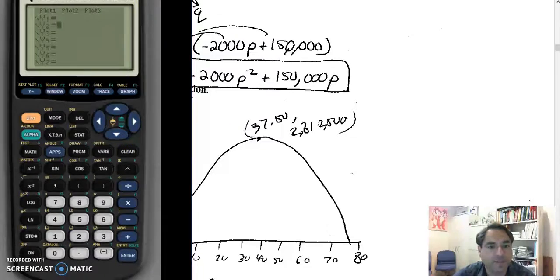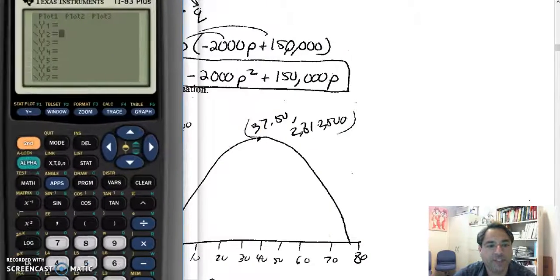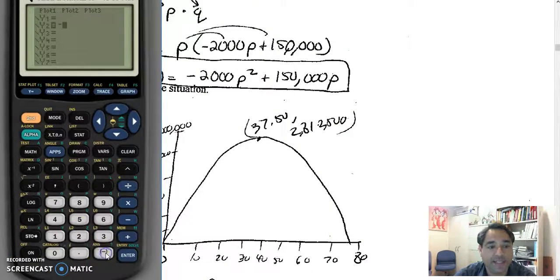So when I bring that calculator back, I'm going to go to y equals, clear out y1, clear out y2. I'm going to go ahead and put this equation in. So it's negative 2,000 x squared plus 150,000 x, enter. Now I'm not going to see what's going on. I'm not going to see this. And the reason why is I need to figure out my window.